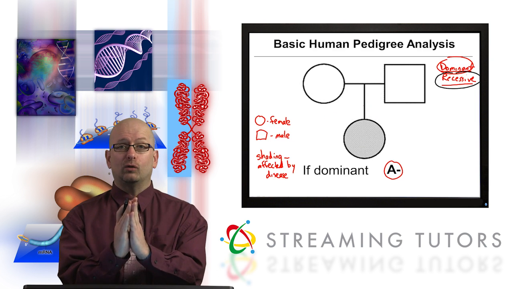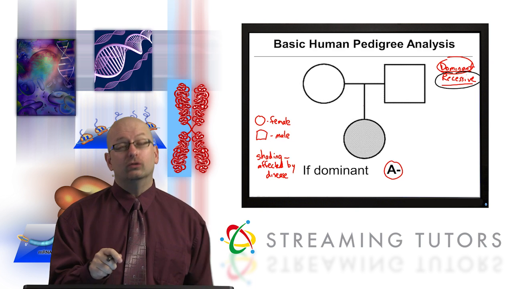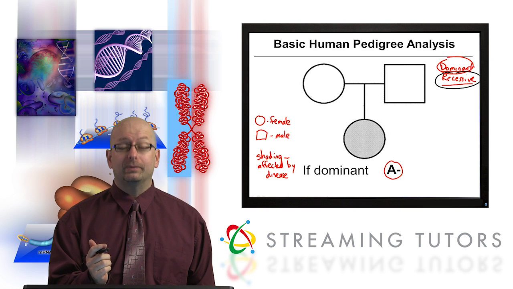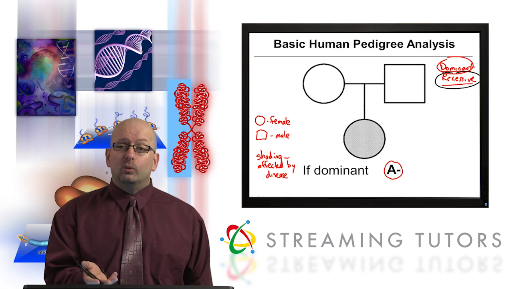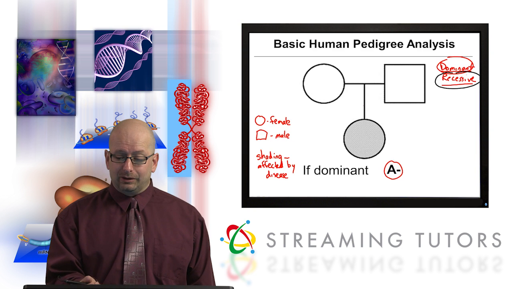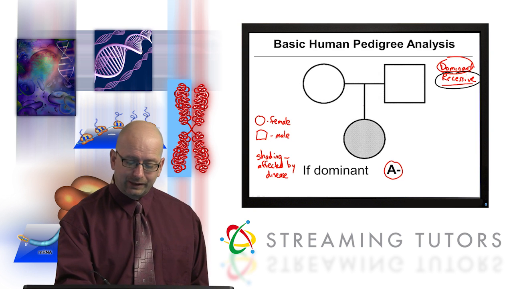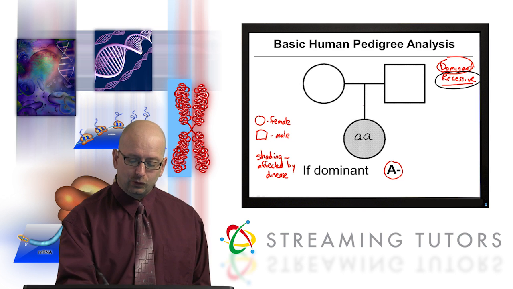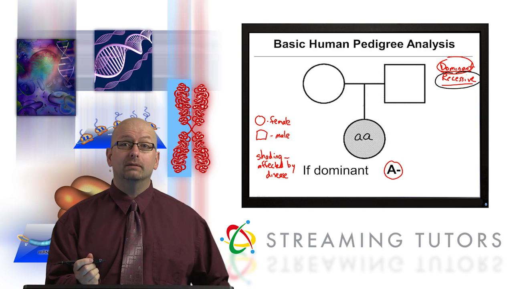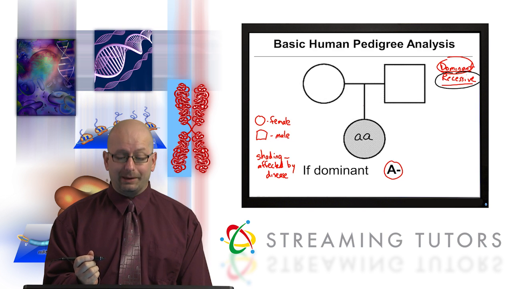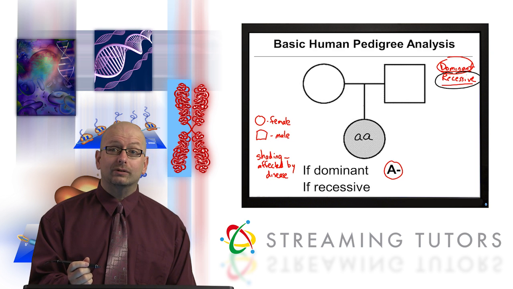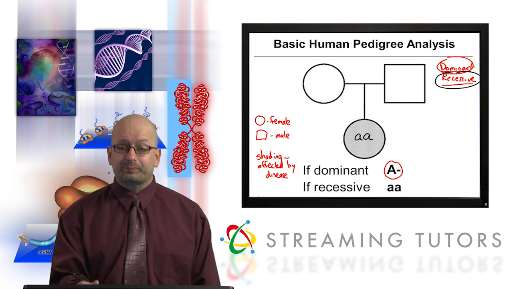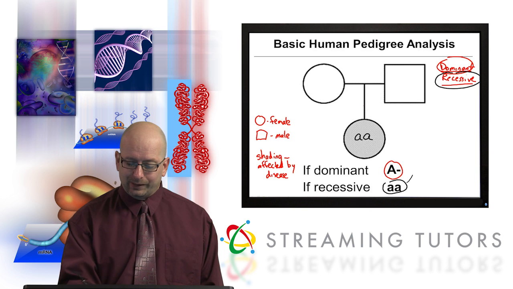Again, starting over, new hypothesis. This is inherited in a recessive way. So what would we know about this girl who has the disease? If it's recessive, wouldn't it have to be true, using the letter A, that she's little a, little a? It has to be based on the definition of recessiveness, right? So she would have to be that way.